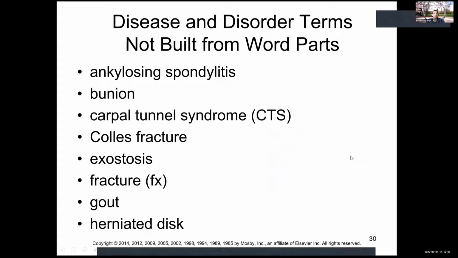Some disease and disorder terms not built from word parts: the ankylosing spondylitis. Remember that ankylo, we saw that term previously, just seeing sort of that stiffening or that bending of that area. And so here we see that term being used.